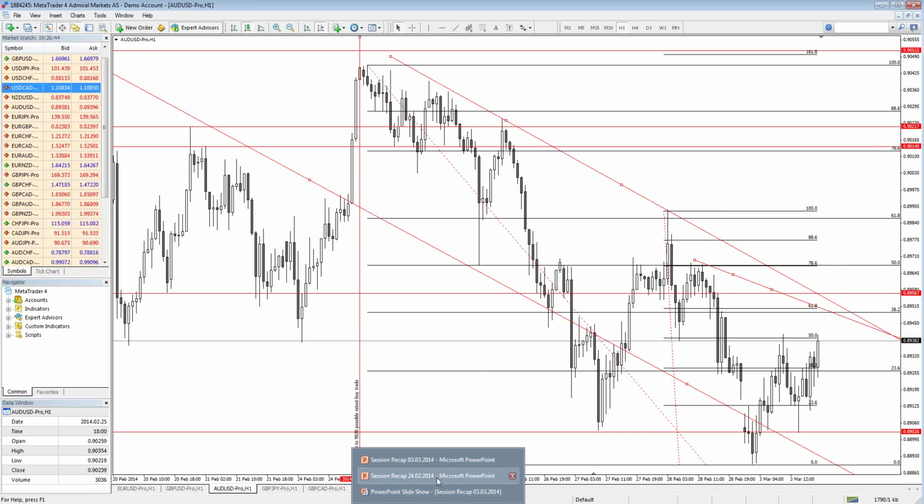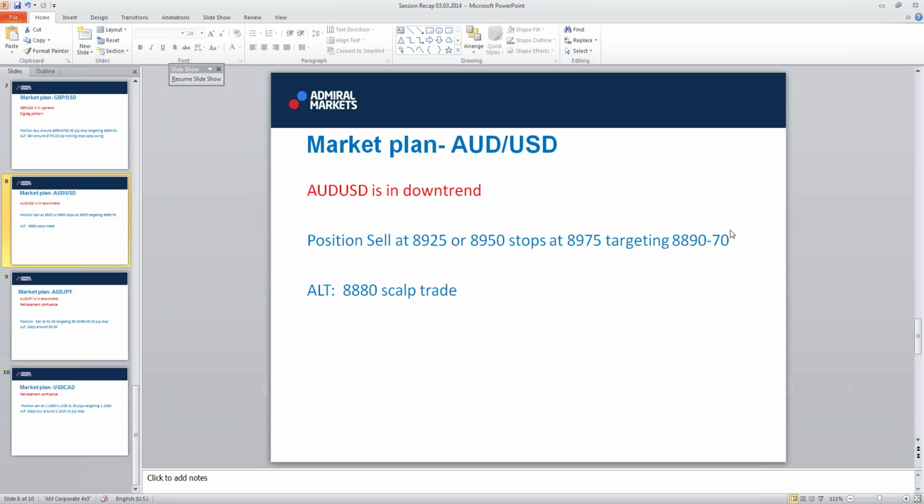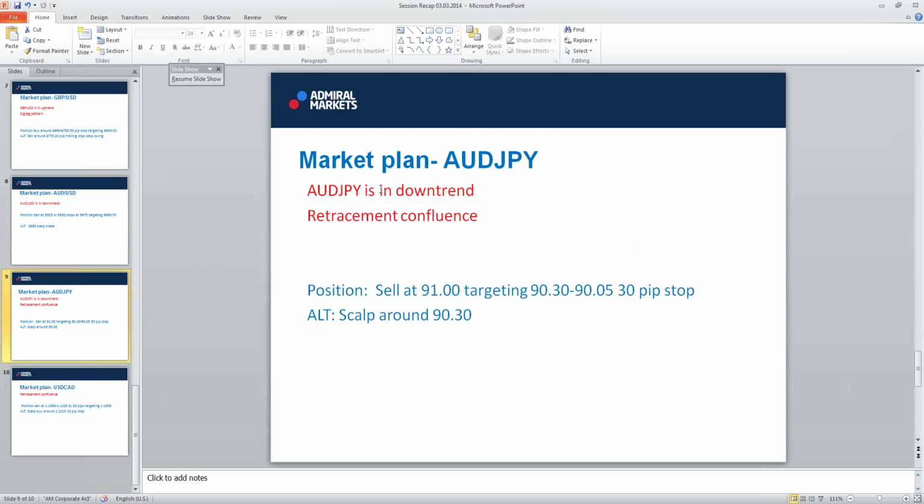Alternatively, if it drops to 88.80, we can have a scalp trade. Aussie yen, what I can say on Aussie yen is we have also retracement confluence. Sell at 91, targeting 90.30, 90.05, 30 pip stop. Or scalp around 90.30 if it drops there first.